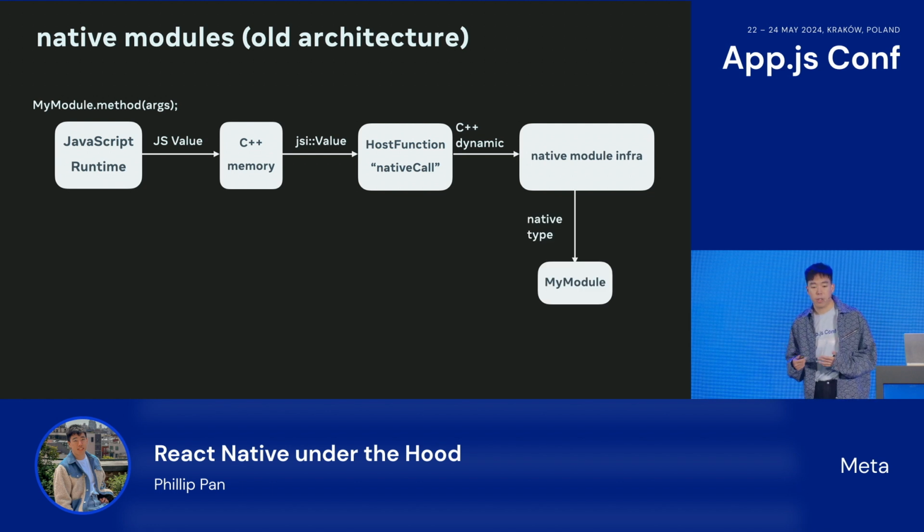And then the module infra would look at the native module, convert the arguments to native types, and then invoke the method. Note that here, we've decoupled the flow of data from the native bridge. So there's no bridge here anymore.